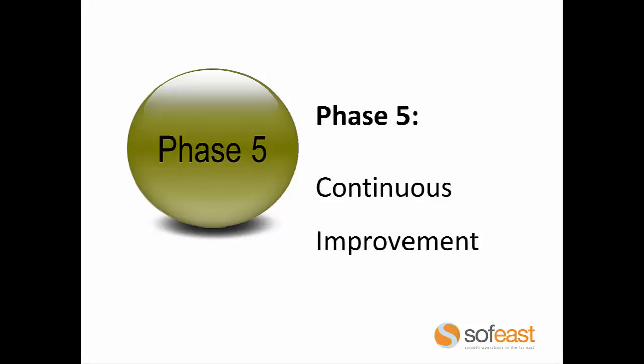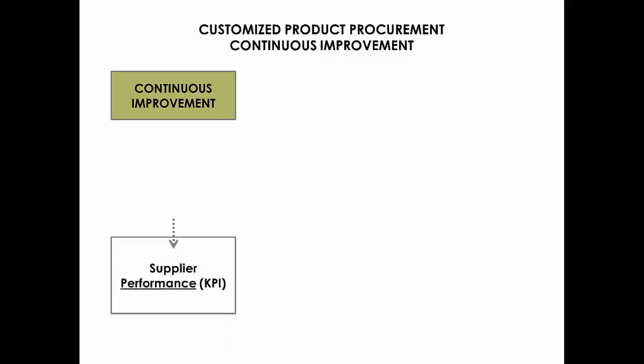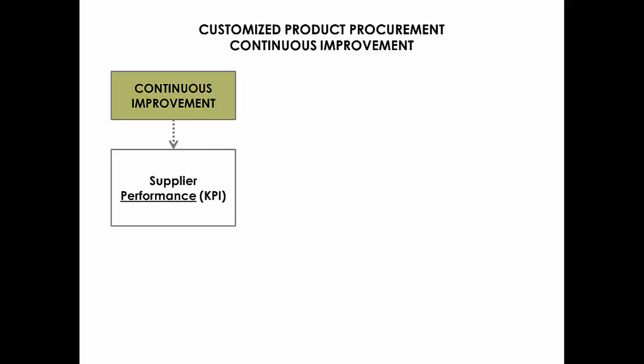The final phase of the process is continuous improvement. This phase is all about working with your supplier and improving every aspect of the business, from production through to process and procedures, as well as building the overall relationship. One aspect of this phase is working with your supplier on key performance indicators, or KPIs.